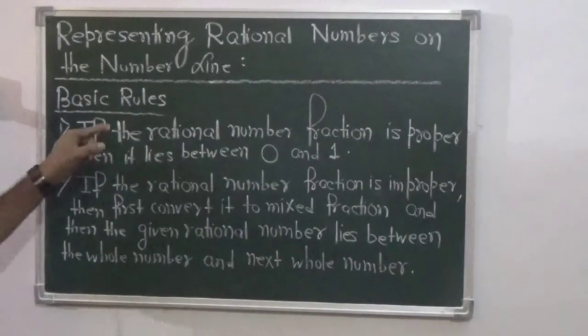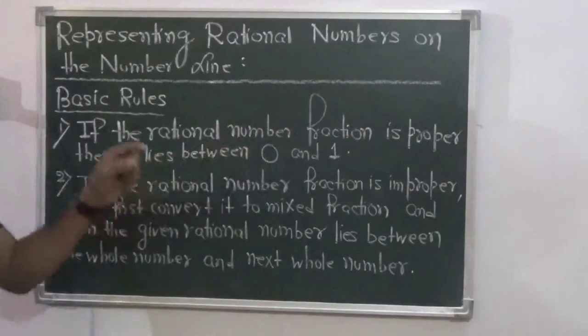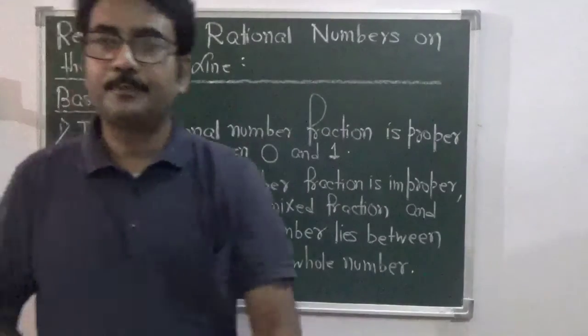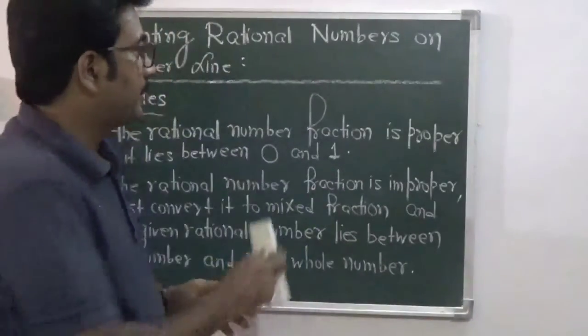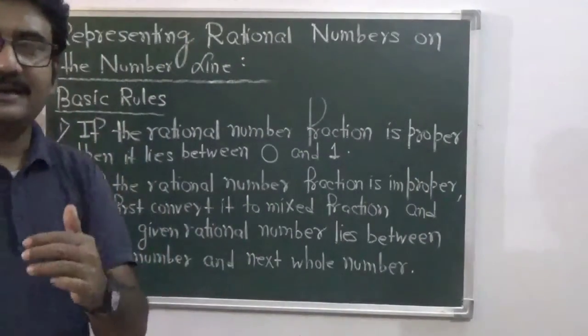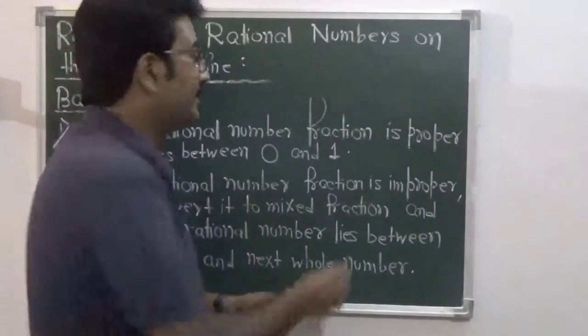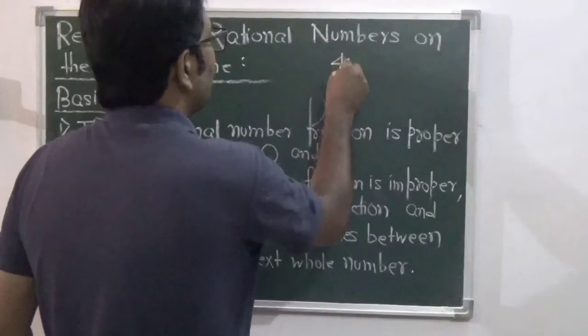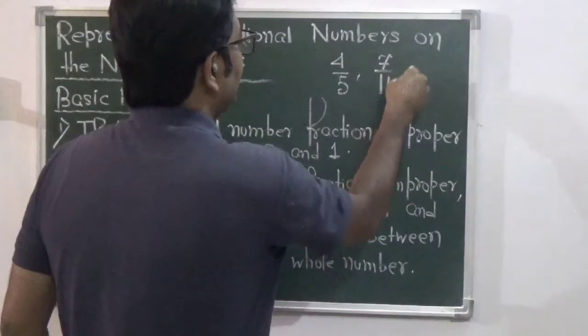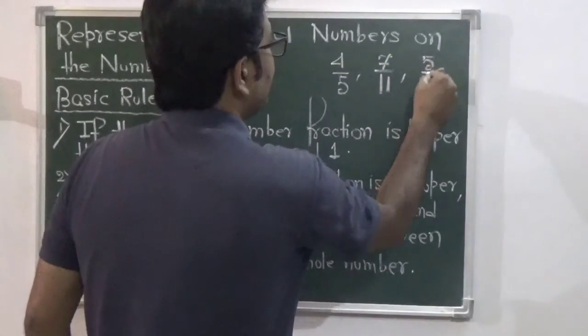First one is if the rational number fraction is proper. So we all know what a proper fraction is. A proper fraction is the fraction in which the numerator is less than the denominator. For example, 4 by 5, 7 by 11, 5 by 6.